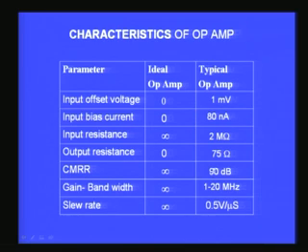This is something like 80 dB is about 10,000. So, 90 dB is a little more than 10,000. Similarly, the gain bandwidth should be infinity.